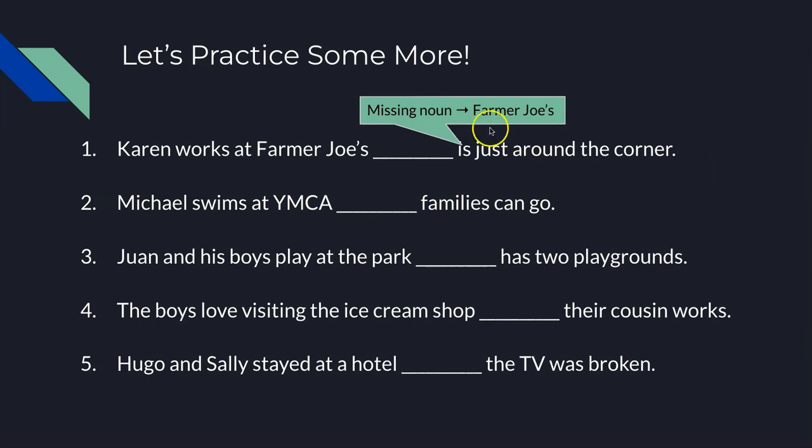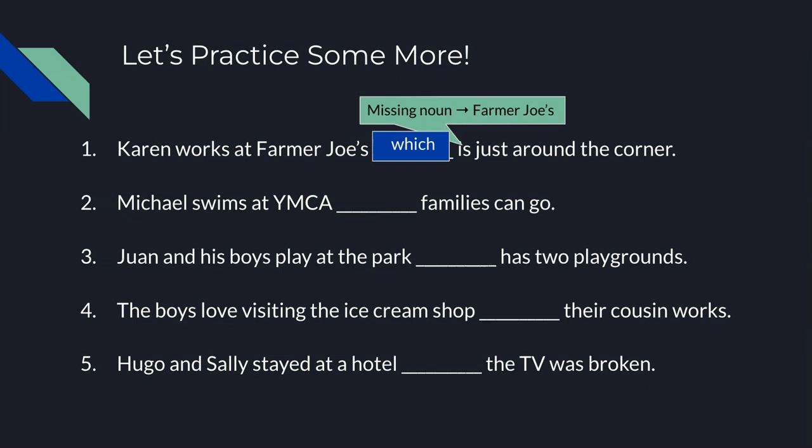Farmer Joe's. If we say Farmer Joe's is just around the corner, that means that we know in this space we should use a noun. Since we are missing a noun only, that means that the answer is which.